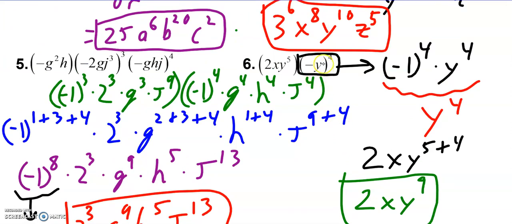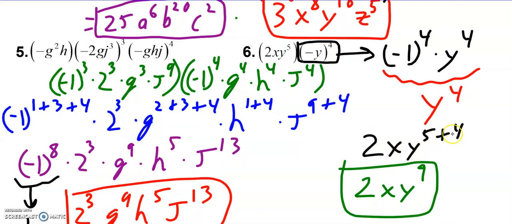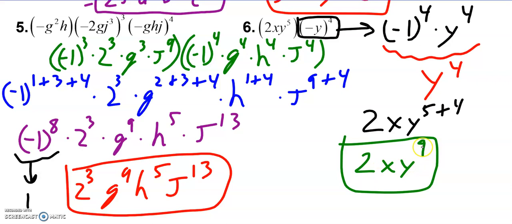Last one. Again, here I'm going to deal with this negative and the quantity to the fourth. So I'm thinking of this as negative 1 to the fourth times y to the fourth. Negative 1 to the fourth is actually positive 1. So negative 1 to the fourth times y to the fourth is actually just y to the fourth. Now I multiply the bases. So I get 2x y to the fifth plus fourth. So that's 2x y to the ninth.